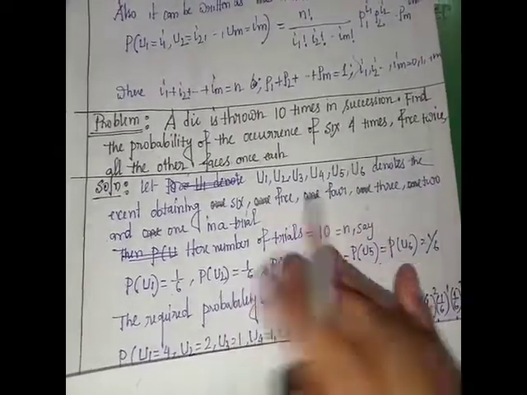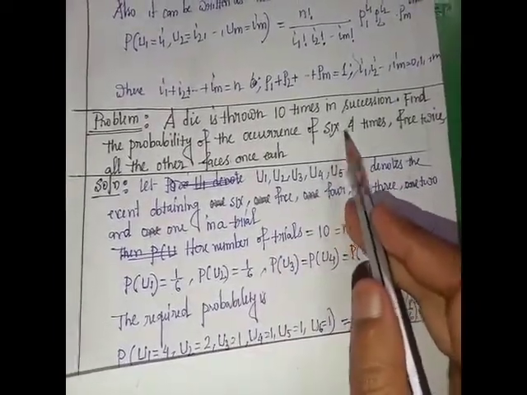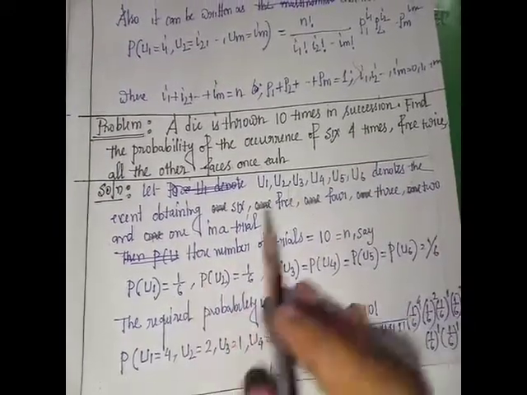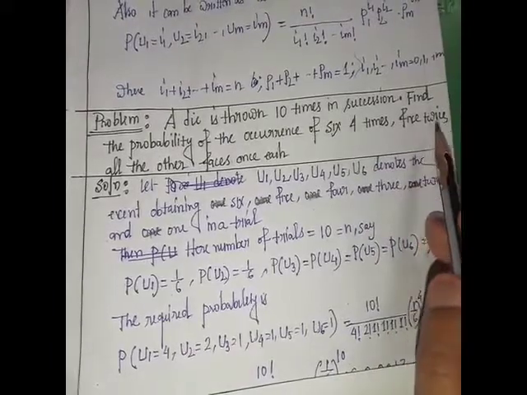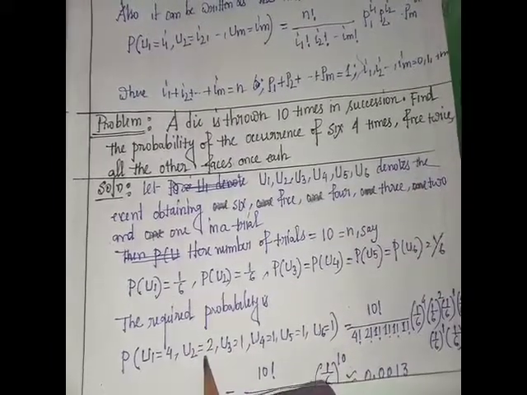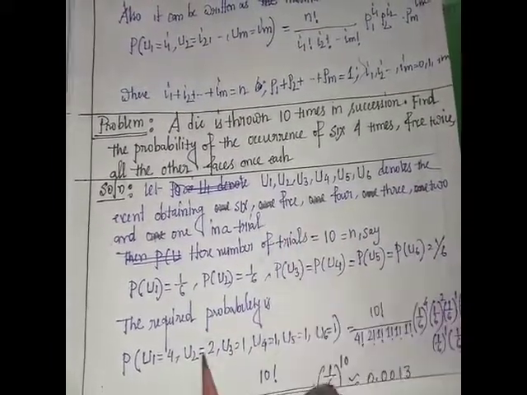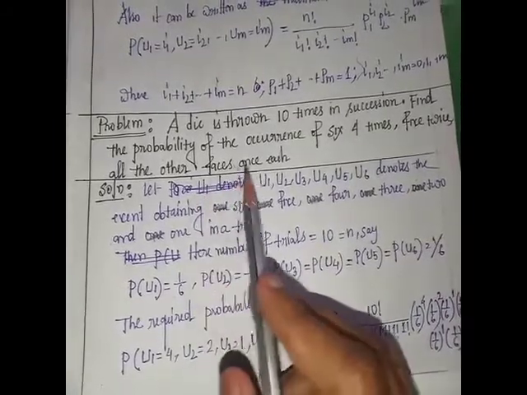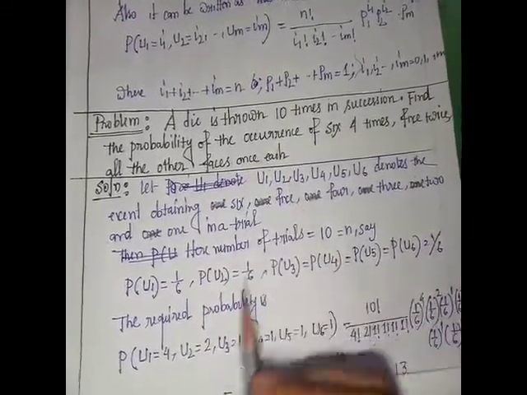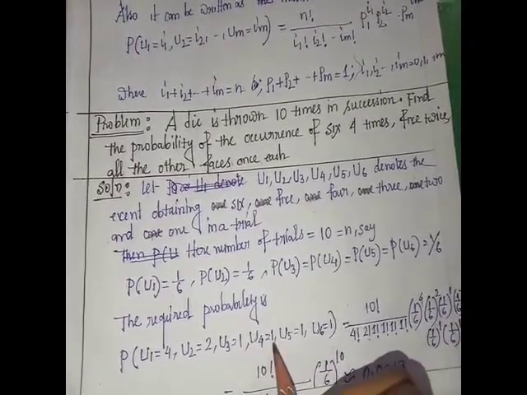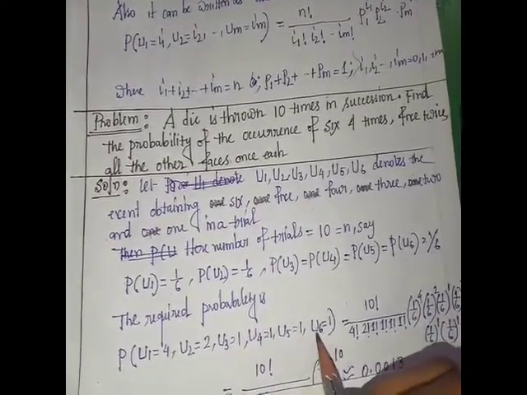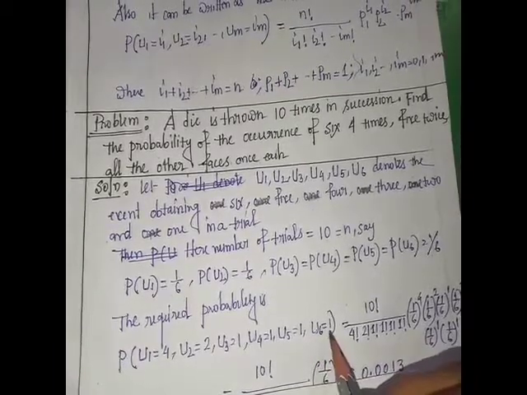So the required probability is: 6 is obtained 4 times, 6 is the event u1, so i1 equals 4. 5 is obtained 2 times, u2 is the event obtaining 5, so i2 equals 2. Any other faces occur 1 time, so i3 equals 1, i4 equals 1, i5 equals 1, and i6 equals 1.